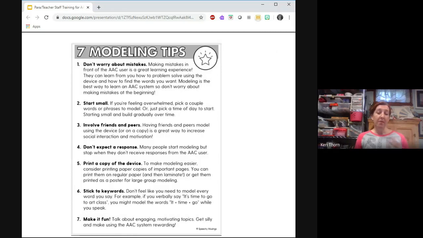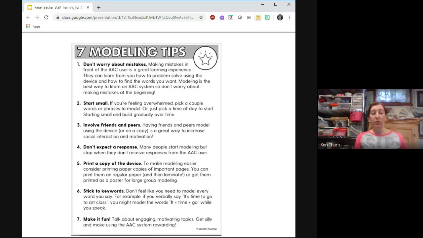Have a print copy. This is really important for 2 reasons. When you're modeling, it's great to have a print copy so you can model on your board and they can model on their device. The other great reason is, like I said, devices sometimes do get broken. They need software updates. They need things where they're going to be out of the student's reach. And in those instances, it's great to have a printed backup of their device so they're not without communication.